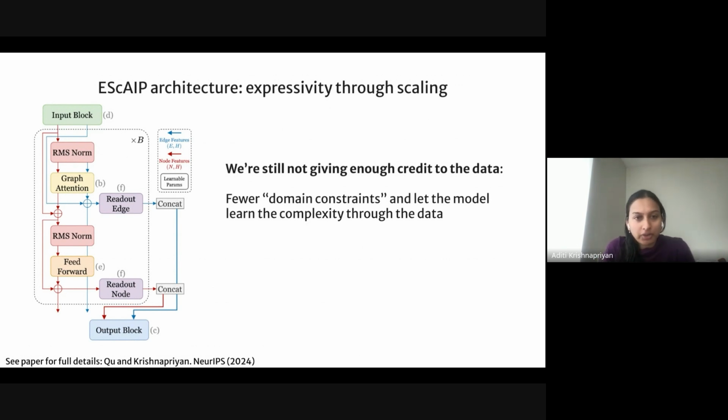So, the general overview of the architecture: you should see the paper for full details. It has a lot more details on all of the different components. The key point I want to mention is that one of the things we tried to think about with this architecture is, let's put fewer domain constraints into the model. So we have these different approaches of the input block. We still have a graph attention block in there, though I'll talk a bit more about the differences there, which ends up being fairly key. We also have a lot of other components of the model, but these are generally fewer domain constraints and let the model learn the complexity from the data.